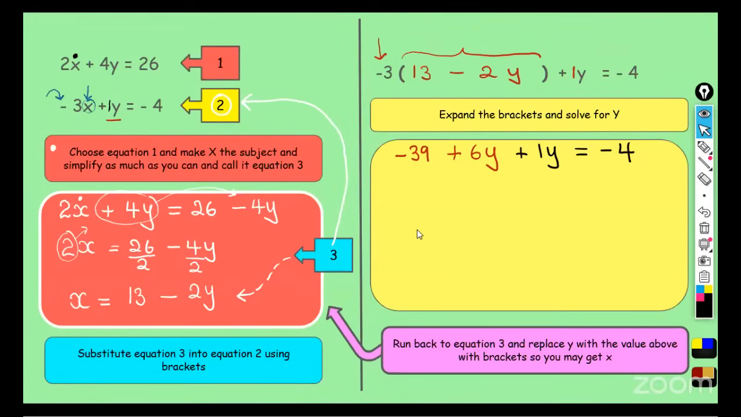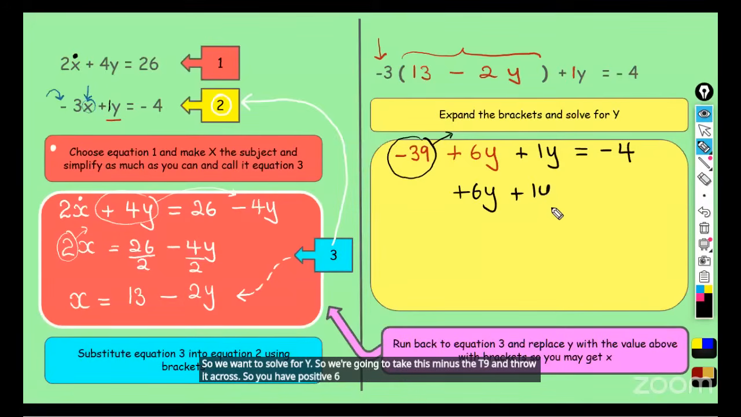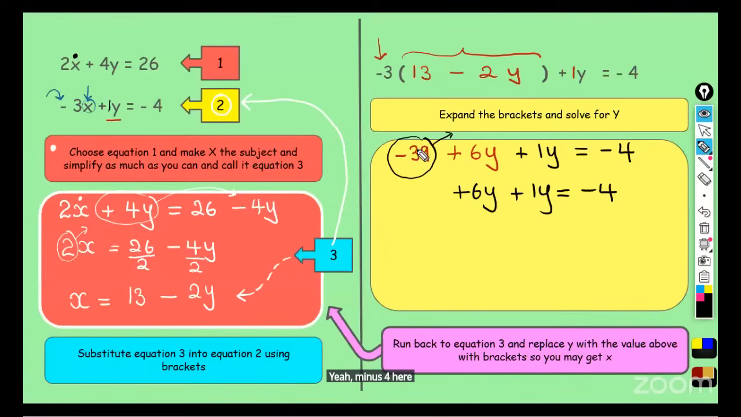Right? So seeing some better answers, more answers coming up. So we want to solve for y. So we're going to take this minus 39 and throw it across. So you have positive 6y plus 1y. You have minus 4 here. We're about to throw across the minus 39 to get positive 39. 6 plus 1 is 7. So that's 7y. And minus 4 plus 39 is 35.